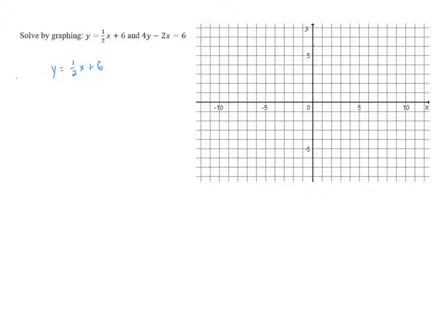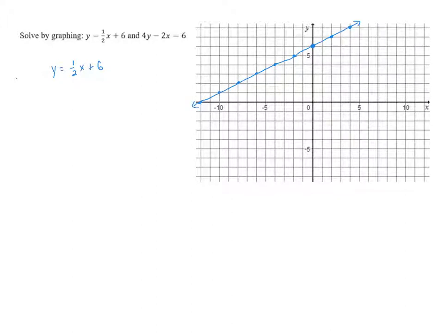So we start at 6 and we rise up 1 to the right 2, up 1 to the right 2. We can also go down 1 and to the left 2, down 1 to the left 2, over and over again to get more points in the opposite direction. And we connect the dots to get our line.